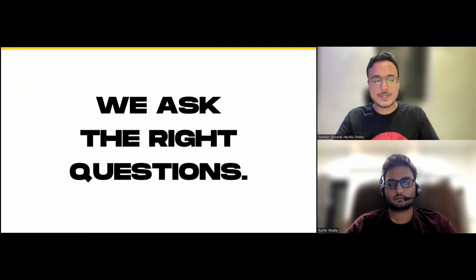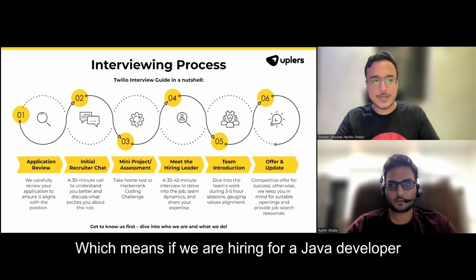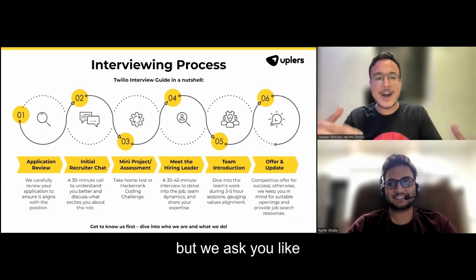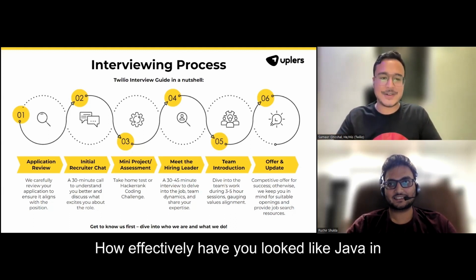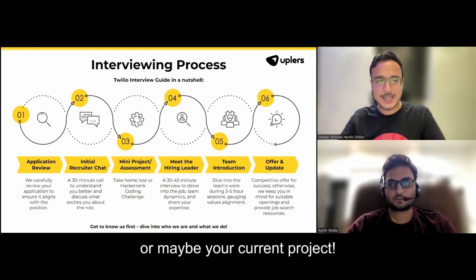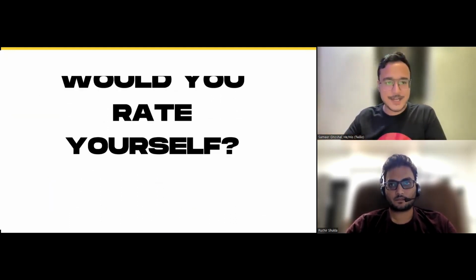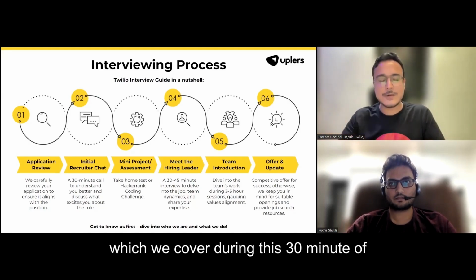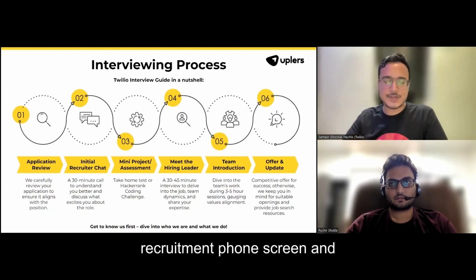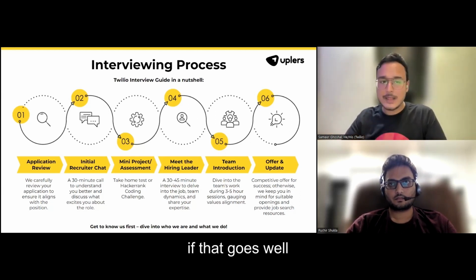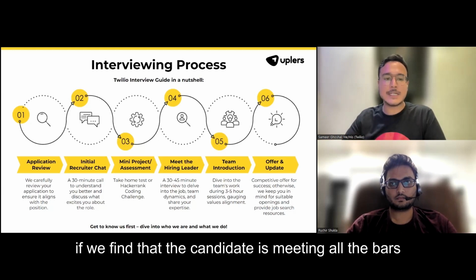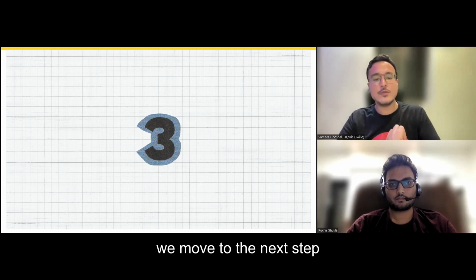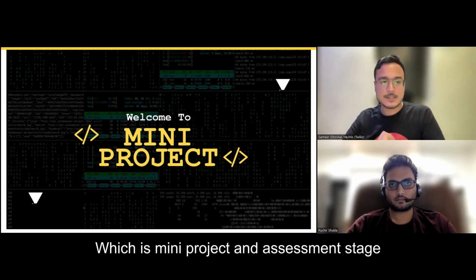We ask the right questions, which means if we are hiring for a Java developer, we don't ask, okay, do you have Java experience or not? Instead, we ask how effectively you have utilized Java in your current role or maybe in your current project, and how you would rate yourself on a scale of 1 to 10 in Java. So these are the questions we cover during this 30-minute recruiter phone screen. And if that goes well, if we find that the candidate is meeting all the bars and is good to go to the next round, that's when we move to the next step, which is the mini project and assessment stage.